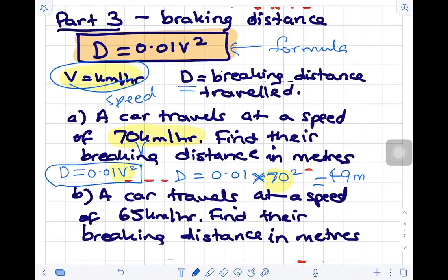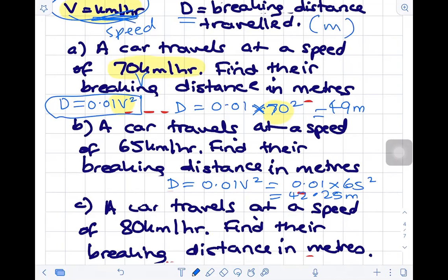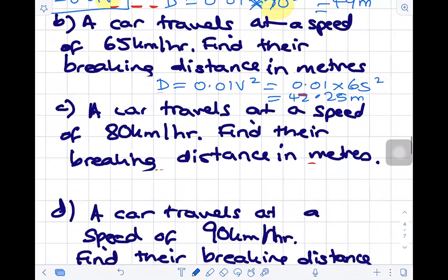So that means that when you put the brake on, you're still going to travel about 49 meters if you're traveling at that speed. Okay, so once again, use the formula. This is when you put your foot on the actual brake, how far will your car go? Like, will it slide? So if you're going at 65 kilometers per hour, it's 0.01 times 65 squared. So you'll go 42.25 meters. So the braking distance is in meters and V is in kilometers per hour.